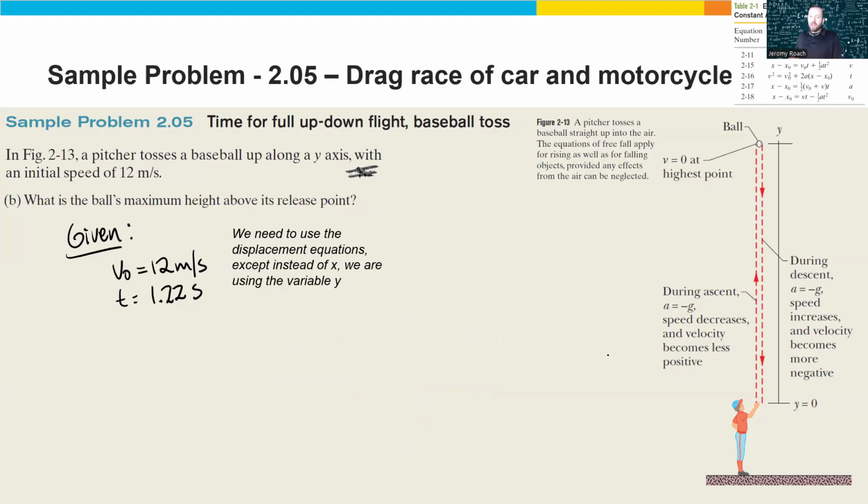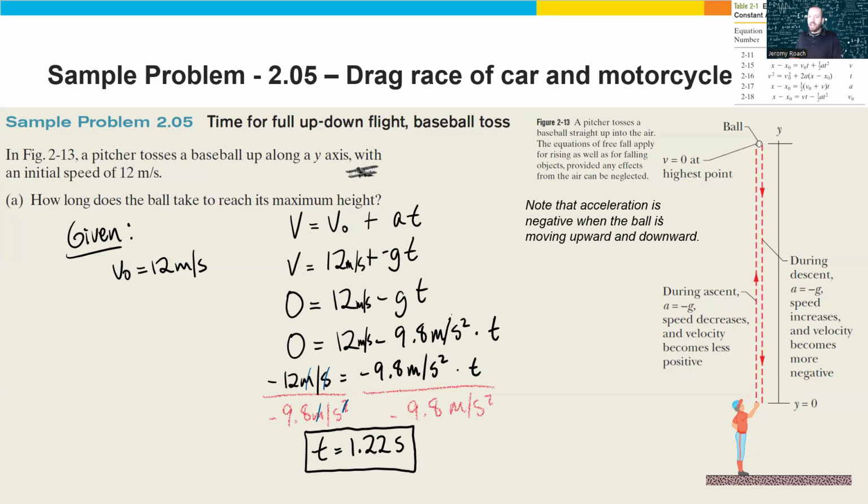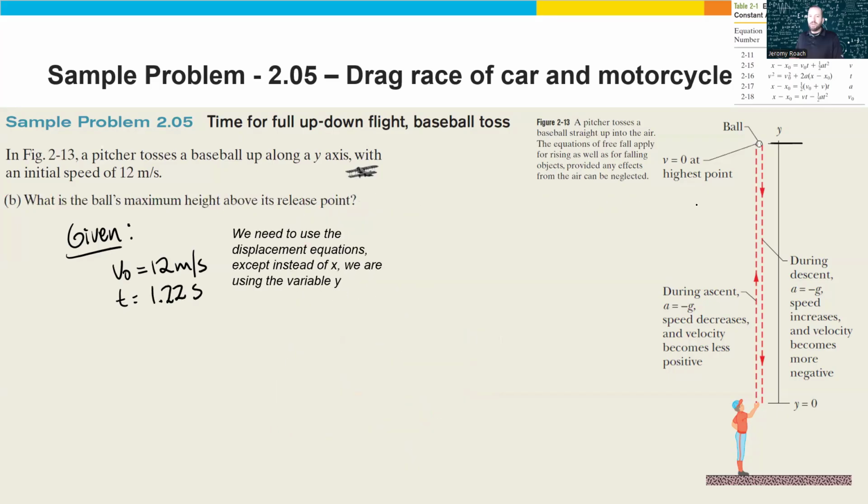Next, the ball's maximum height above its release point. So we want to find what is the ball's height that it gets to. How far does it go? We found how much time it takes to get there, but now we want to know how far up that ball actually went into the air. So we need to use the displacement equations next. And here's our list of equations.